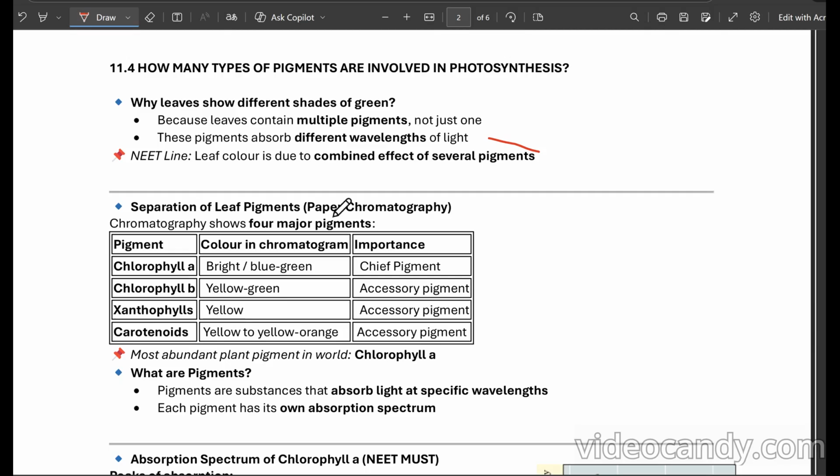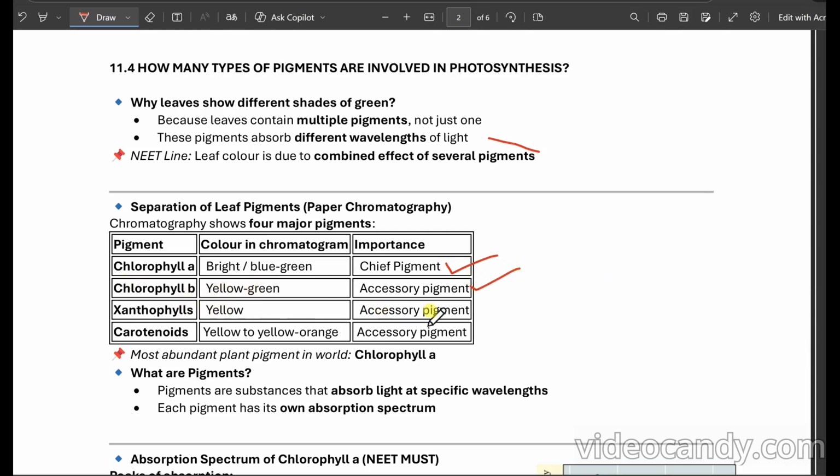There is a solute phase and a solvent phase. So if you put the pigments as a solute and separate them on paper chromatography, you can see chlorophyll A as a bright or blue-green color, a very important chief pigment for photosynthesis. And chlorophyll B looks yellow-green. It is also an accessory pigment.